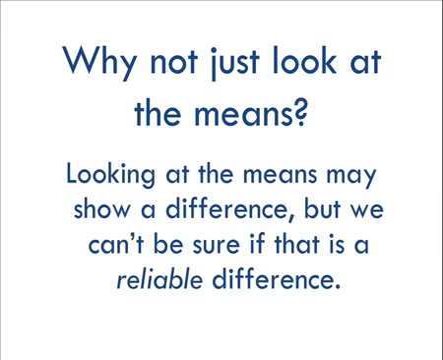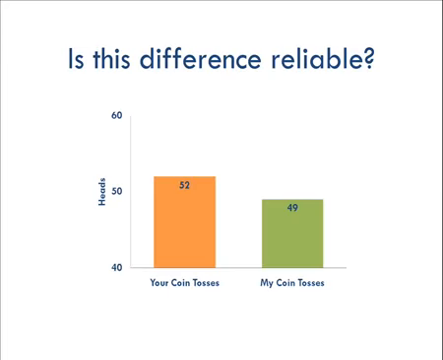difference is reliable. For example, if you and I both flip a coin 100 times, and you get heads 52 times, and I get heads 49 times, does that mean you reliably get more heads than me? Are you somehow more likely to get heads in the future? No. There's no real difference, it's only chance.